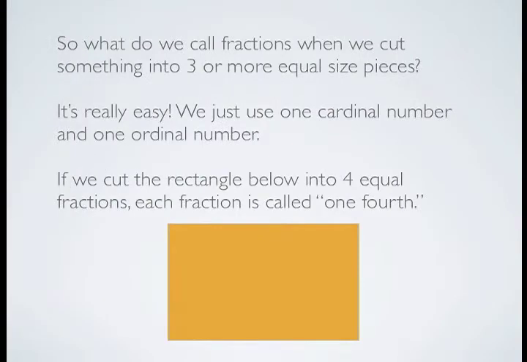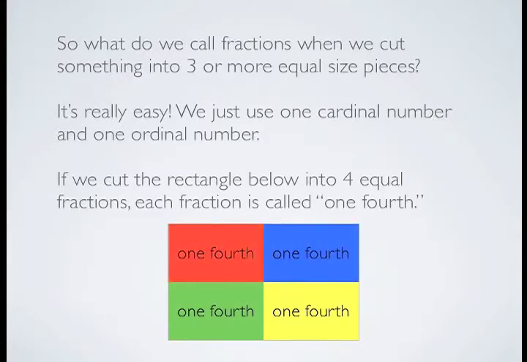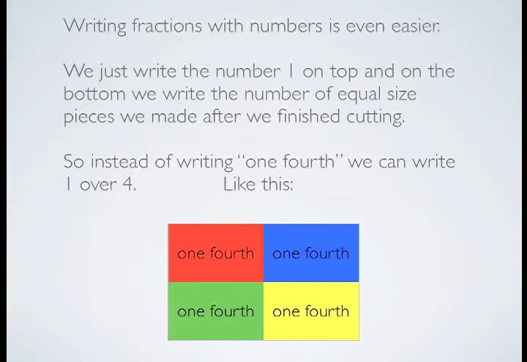So, what do we call fractions when we cut something into 3 or more equal-sized pieces? It's really easy. We just use one cardinal number and one ordinal number. If we cut the rectangle below into 4 equal fractions, each fraction is called one fourth. Writing fractions with numbers is even easier. We just write the number 1 on top, and on the bottom we write the number of equal-sized pieces we made after we finished cutting. So, instead of writing one fourth, we can write 1 over 4, like this.